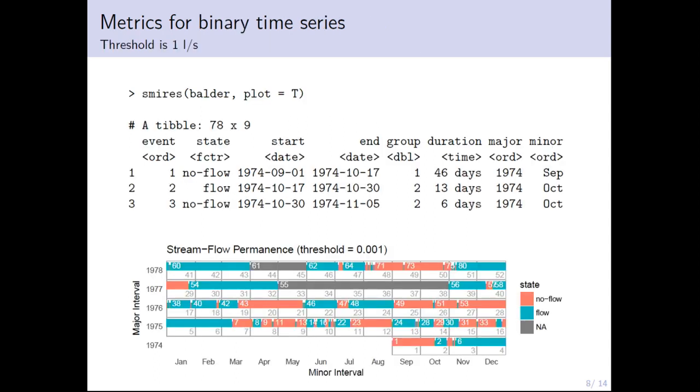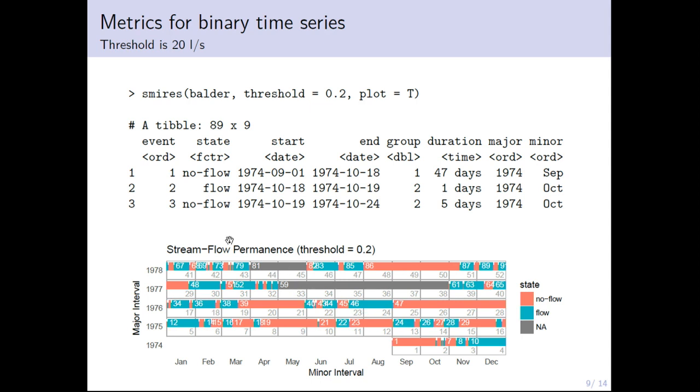Now I want to talk about binary time series. This is done by the function Smyris. It derives a binary time series from a given time series. And in this plot you see the red segments. These are states where the river is very dry, where your discharge is below a given threshold. This threshold can easily be varied.